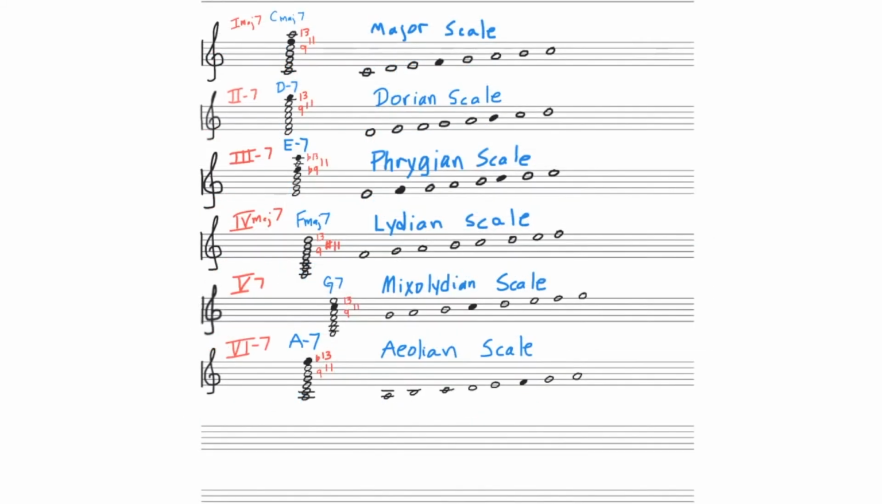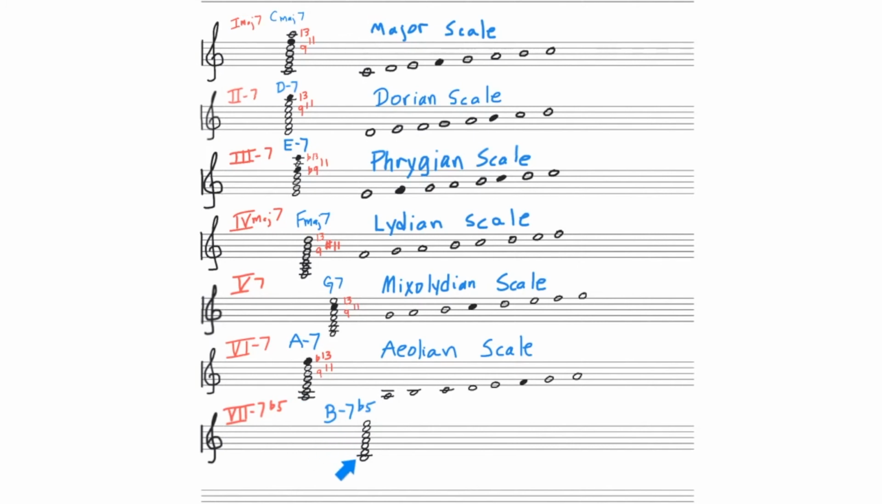Last, we have the 7 minor 7 flat 5 chord. In the key of C, this is B minor 7 flat 5. I will begin by spelling the notes of the basic chord and then adding the tensions. Now let's examine these tensions.